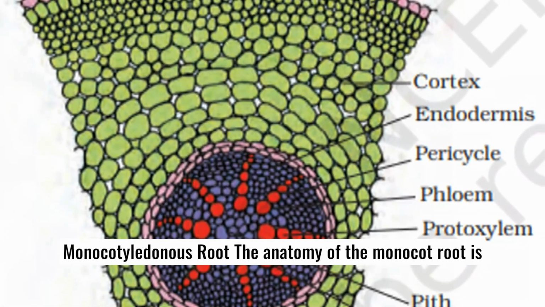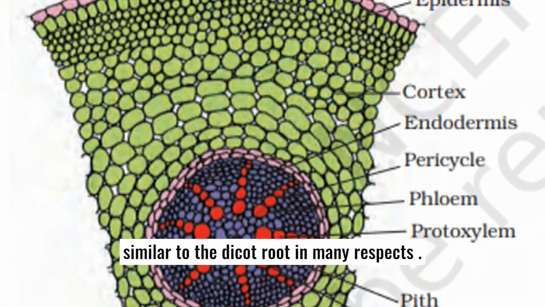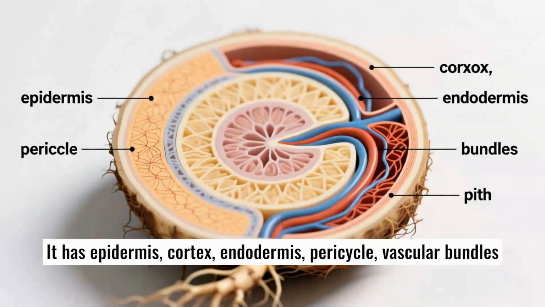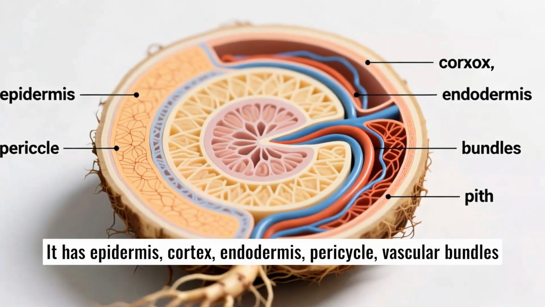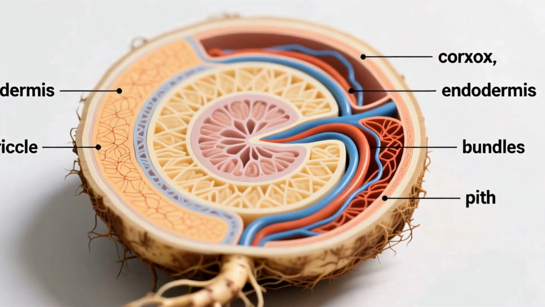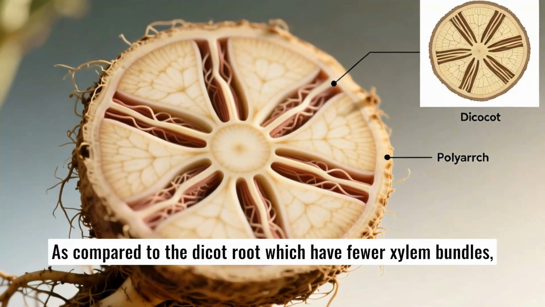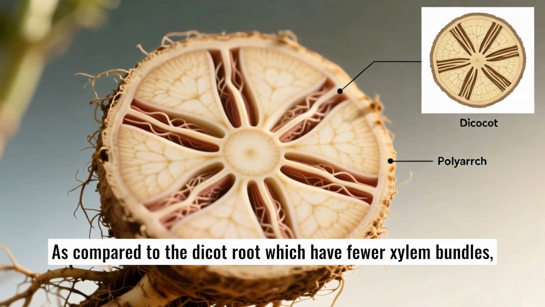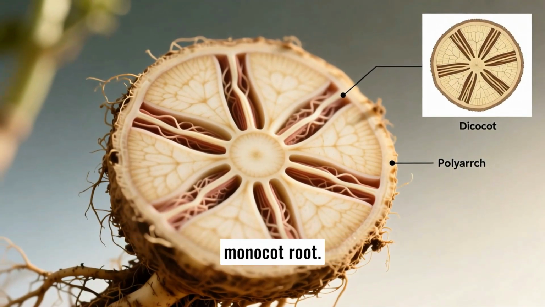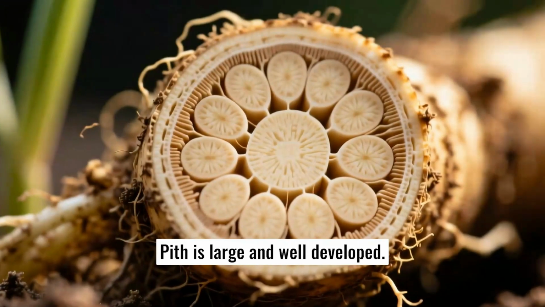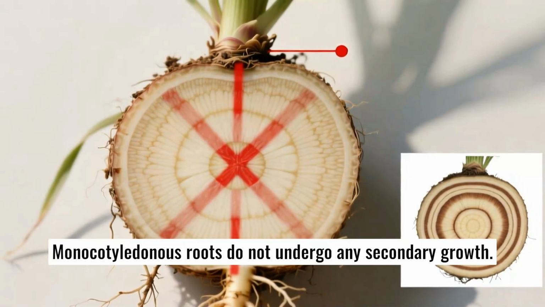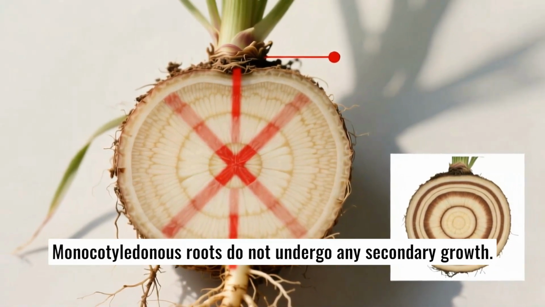Monocotyledonous root. The anatomy of the monocot root is similar to the dicot root in many respects. It has epidermis, cortex, endodermis, pericycle, vascular bundles, and pith. As compared to the dicot root, which have fewer xylem bundles, there are usually more than 6 polyarch xylem bundles in the monocot root. Pith is large and well-developed. Monocotyledonous roots do not undergo any secondary growth.